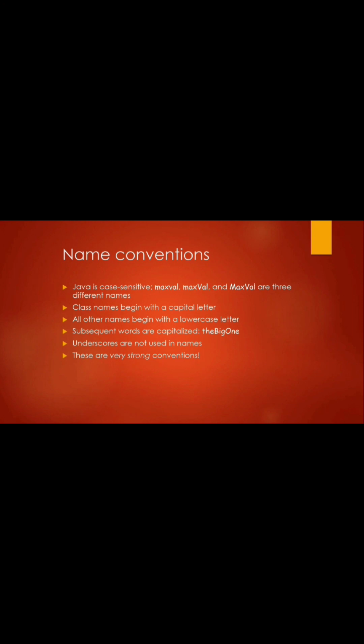Mainly, the class name begins with a capital letter. All other names begin with a lowercase letter. The subsequent words are capitalized, for example, theBigOne. Underscores are not used in names. These are very strong conventions used in the Java language.